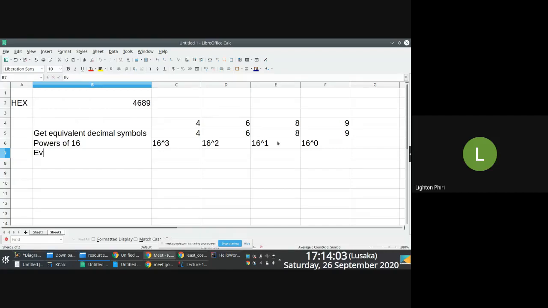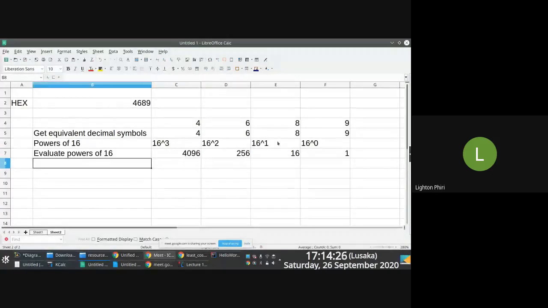What's next? Evaluate the powers of 16. You notice that we're going through the same steps. What is 16 to the power 0? Using my spreadsheet, it's 1. 16 to the power 1 is 16. 16 to the power 2 is 256. 16 to the power 3 is 4096.